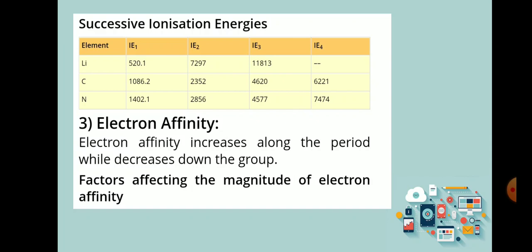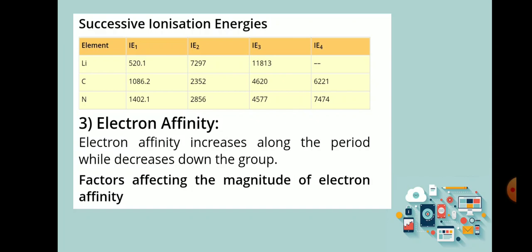Nitrogen with ionization energy 1 value 1402.1. Ionization energy 2 value 2856. Ionization energy 3 value 4577, and ionization energy 4 value 7474.